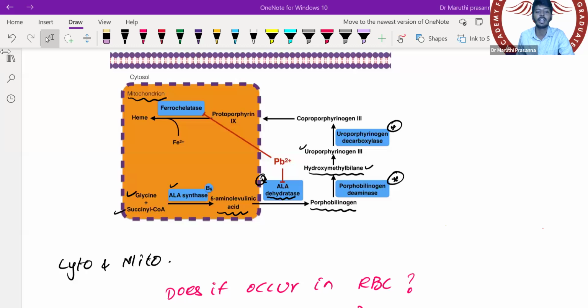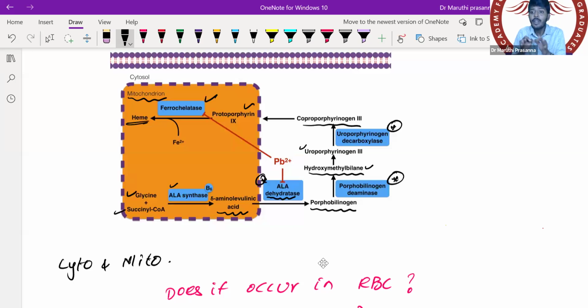That will get further converted into the heme. So let's look at that. Coproporphyrinogen III will get converted into protoporphyrin IX. Protoporphyrin IX will get converted into heme under the influence of an enzyme called ferrochelatase.